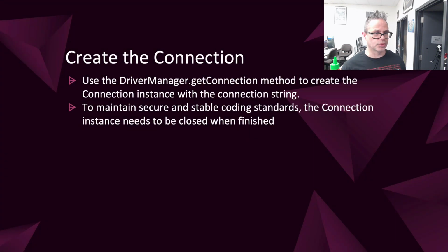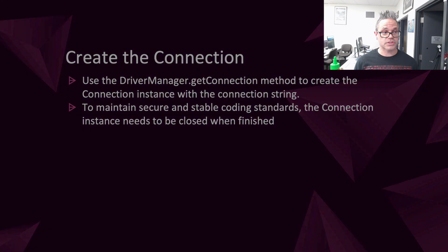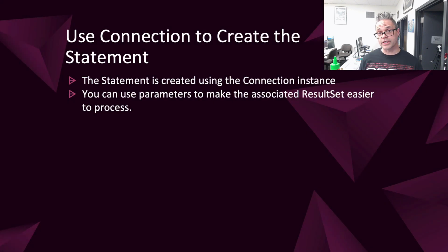So for creating the connection, we use the DriverManager.getConnection method so we can create the connection instance with the connection string that's supplied from the project you're working with. And again, to maintain our secure and stable coding standards, that connection instance needs to be closed when finished. So we will put this inside a try with resources block to handle that work for us. We also use the connection itself to create a statement. The statement is where we execute information. You can use parameters with that statement to make your result set easier to process. We'll see an example of that on our code sample in just a second.